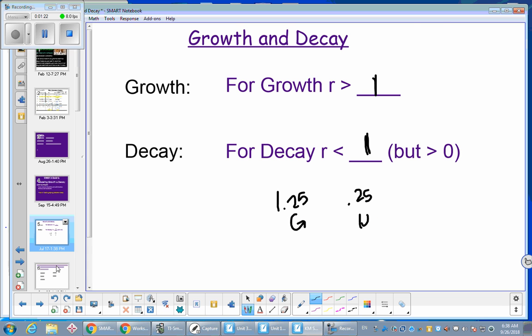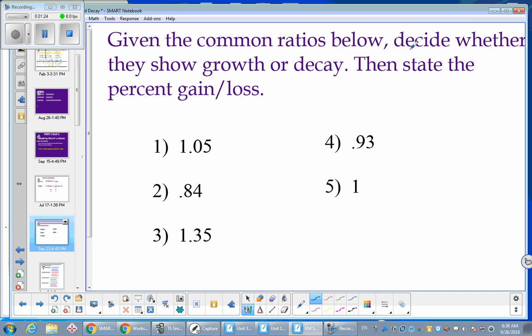All right, so now these are a bunch of ratios, so we're going to have to decide which ones are growth and decay, and then actually state what percentage they grew by. So I'm going to go through and label all of these. Go ahead and write them in your notebook. This is growth, this is growth, this is nothing, no change. This is decay, this is decay. So this is the only one that is nothing. So this is a 0% change because it's 1.